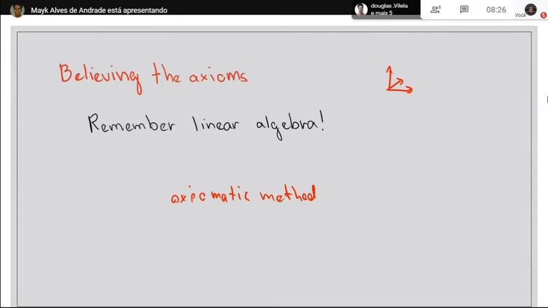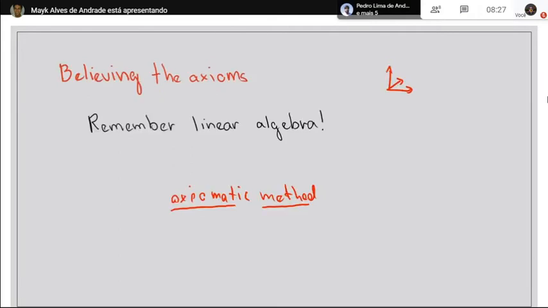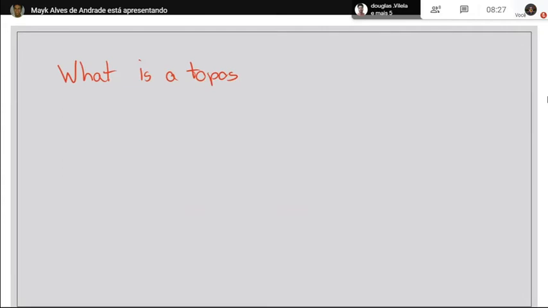And any other thing that satisfies the axioms for vector space is a vector. So that's how the axiomatic method works, and that's basically how math is done nowadays. So I hope I have given a nice introduction about logic and how it works. I'll come back to it later, but now let's go to topos theory.